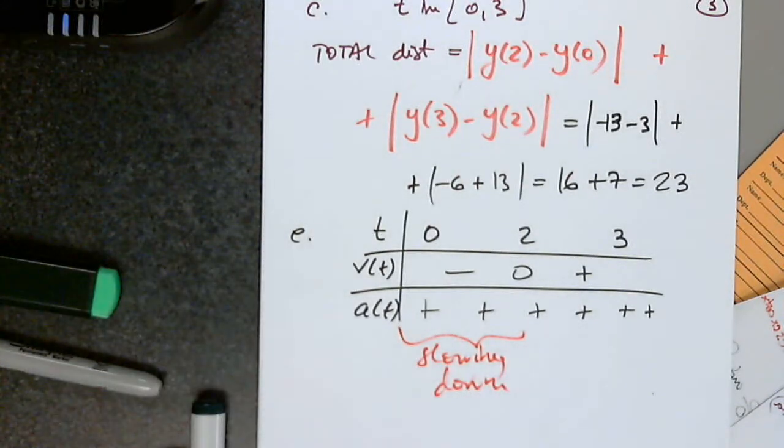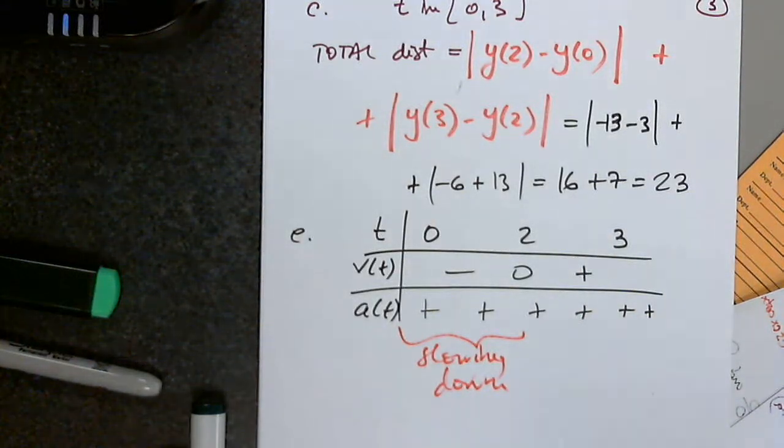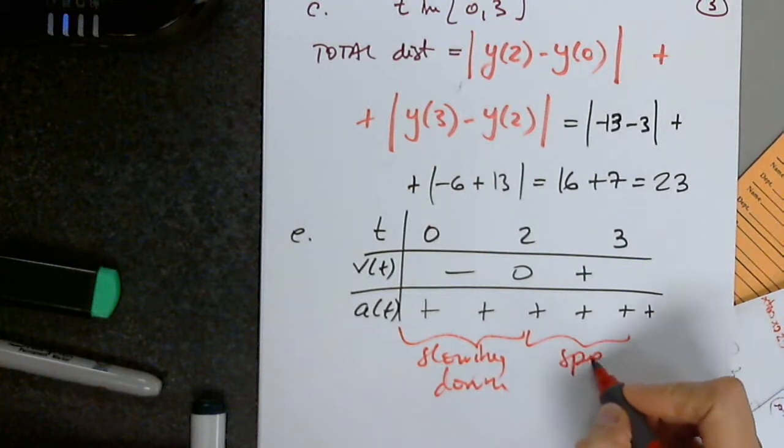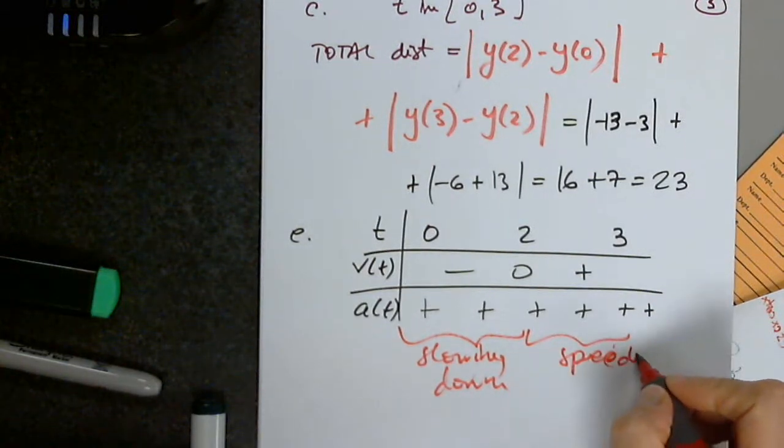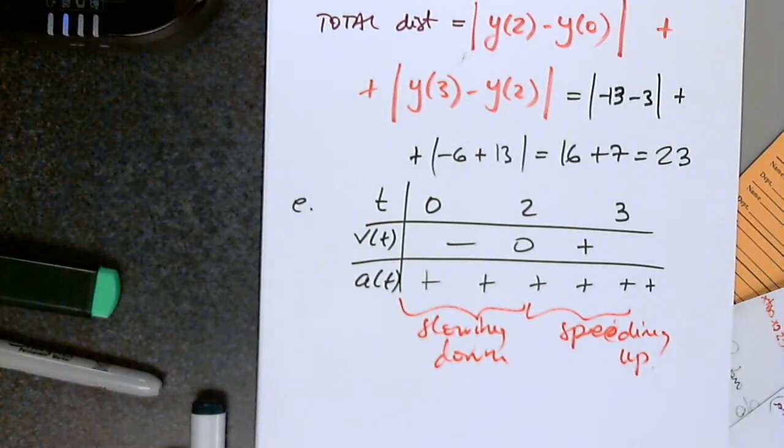But now the two vectors are in the same direction. Positive velocity and positive acceleration. They're not working against each other. They are working together. So what do we say between 2 and 3? Speeding up. Good. And now we can graph all three.